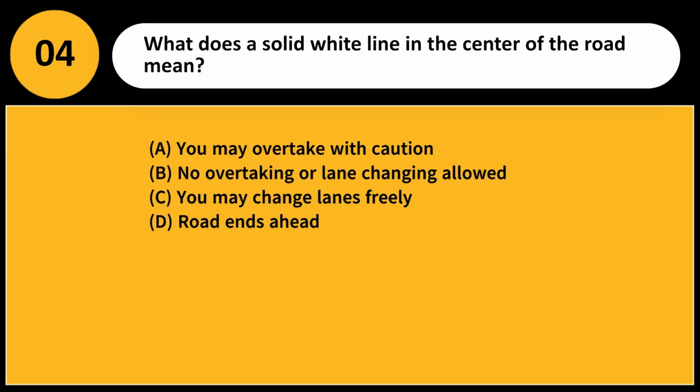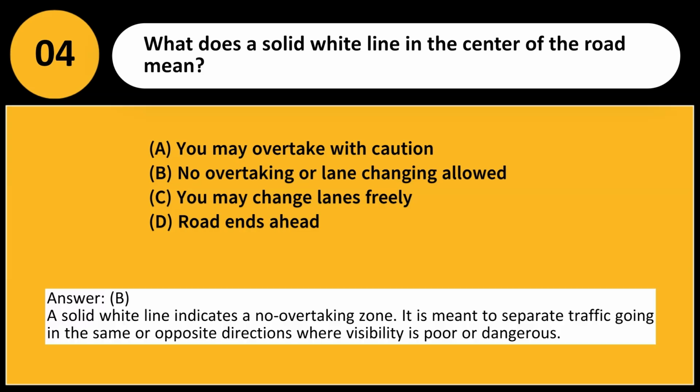C. You may change lanes freely. D. Road ends ahead. Answer: B. A solid white line indicates a no overtaking zone. It is meant to separate traffic going in the same or opposite directions where visibility is poor or dangerous.